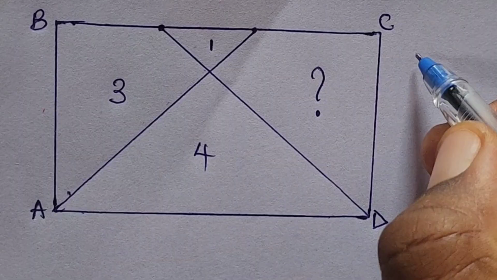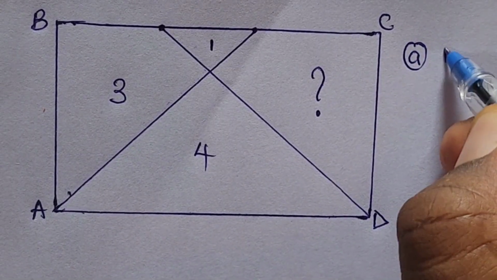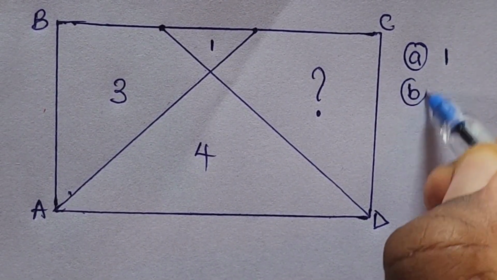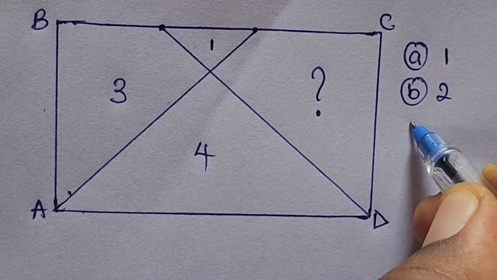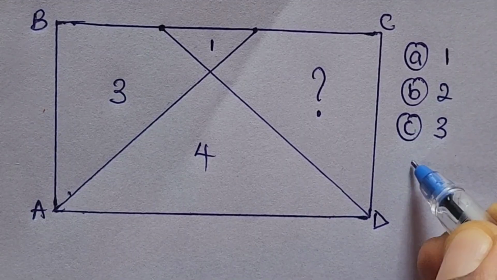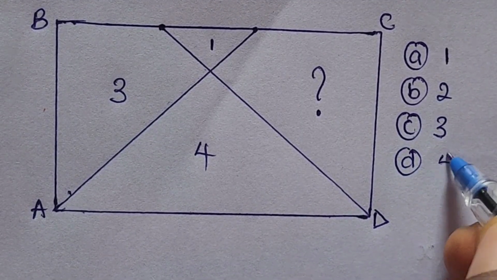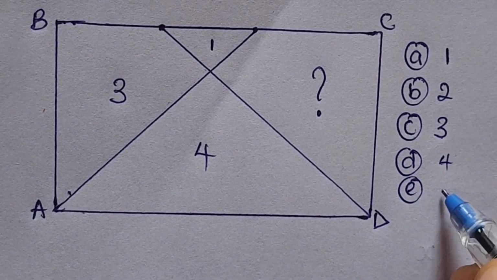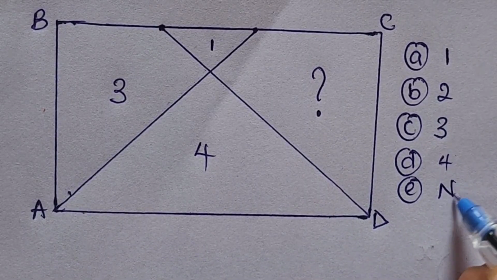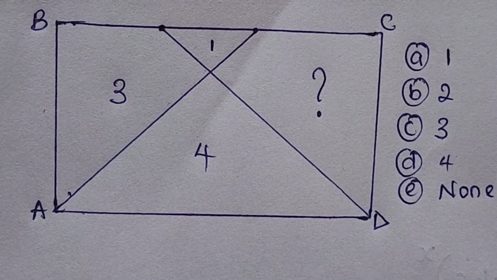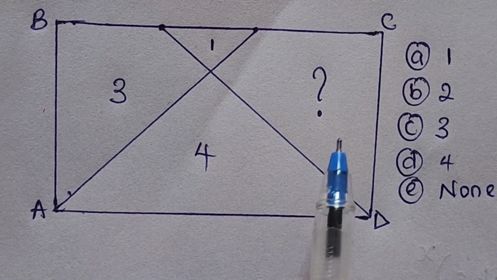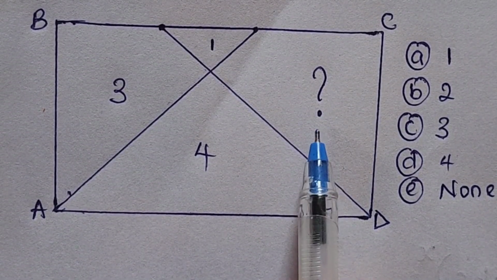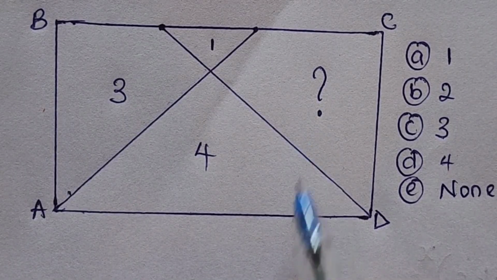Now we have the options: option 1, option 2, the third one 3, 4, and we have the last option as none. Now some persons might say that this part of the rectangle cannot be determined.